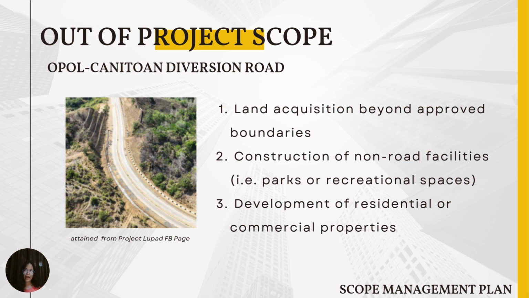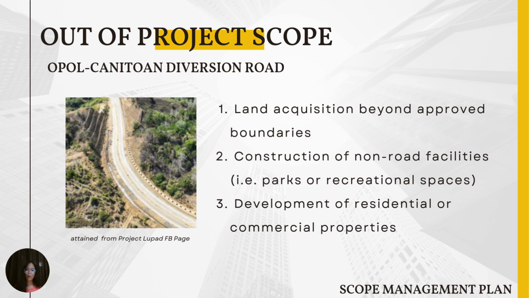Again, part of the five processes for the scope management plan is to collect requirements, and part of that is permits for the approval of the project. So it is out of the project scope to have land acquisitions beyond the approved boundaries based from the permits from our requirements. Along with this, out of the project scope is the construction of non-road facilities, for example, the parks or recreational spaces along or within the road that is constructed for the project.